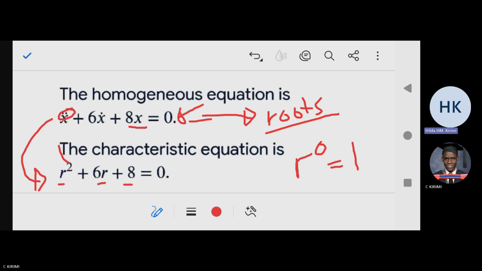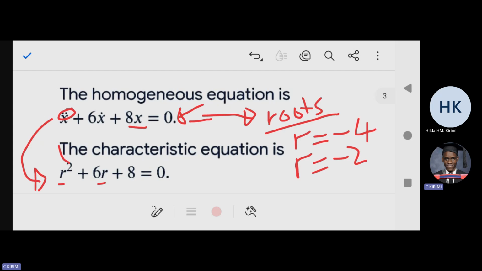It's going to be (r plus 2)(r plus 4) is equal to 0. So r is equal to minus 2, or r is equal to minus 4. So you are saying R is equal to minus 2, or R is equal to minus 4. So these are the roots of the equation.